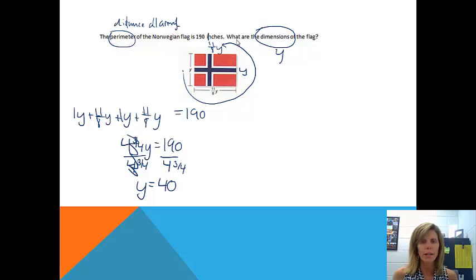So let's go back and look at the question. It says, what are the dimensions of the flag? Well, I did find one of the dimensions. I found out that the left side dimension was 40. I do need to get this bottom dimension. To do that, since I know what y is, I can take 11/8 times 40, and when I do that, I will get 55. So the dimensions are 40 inches by 55 inches.